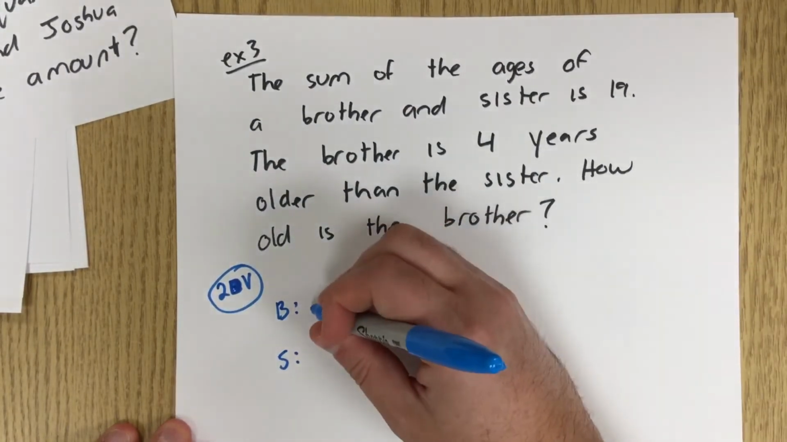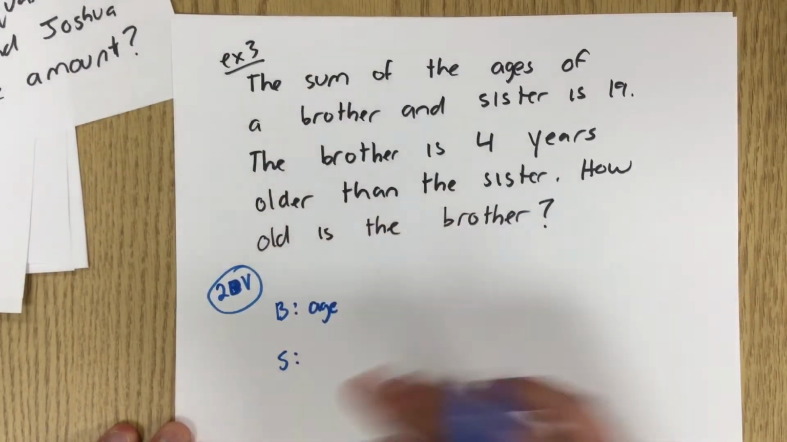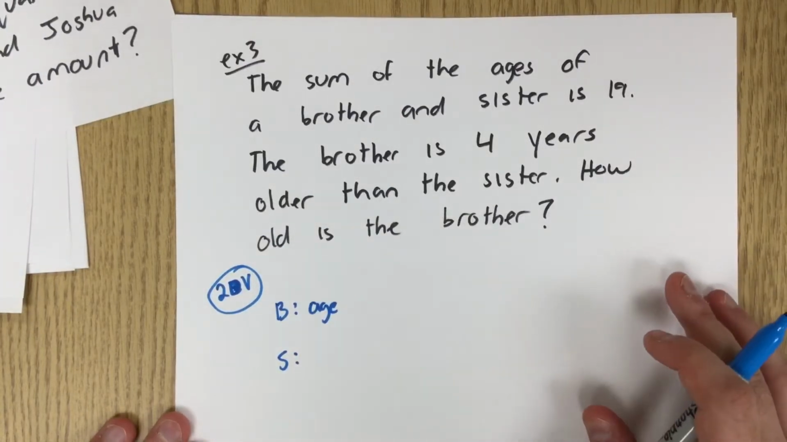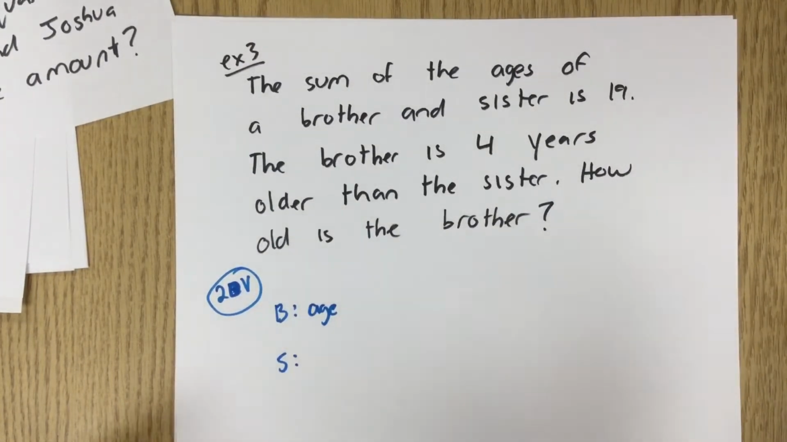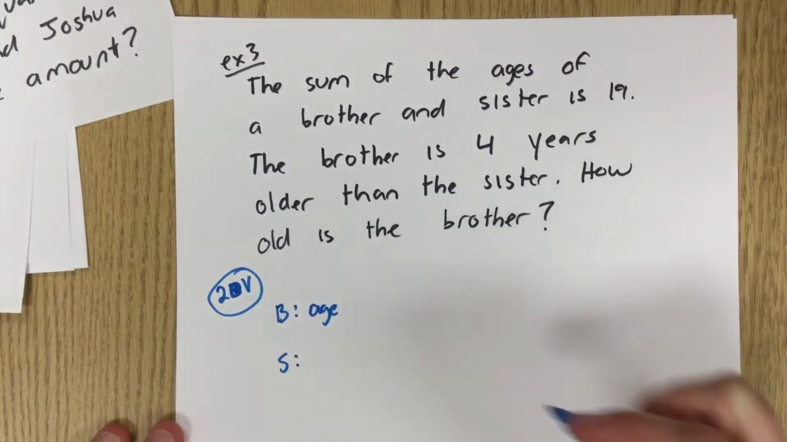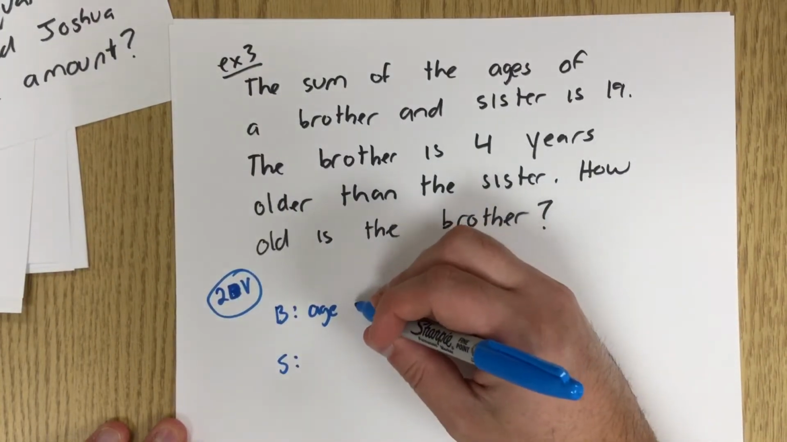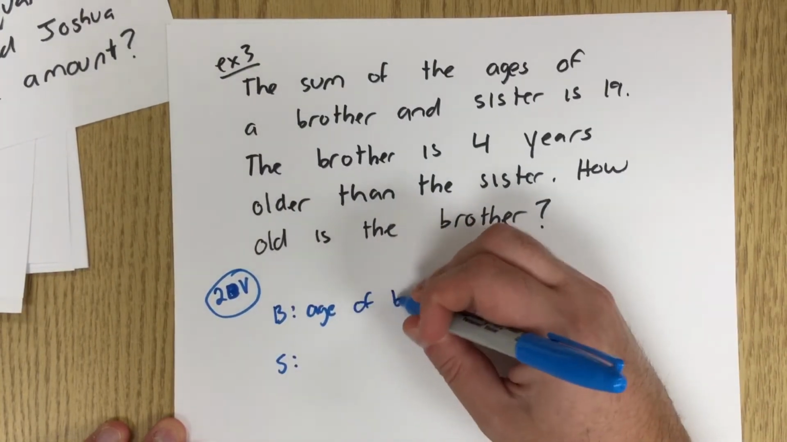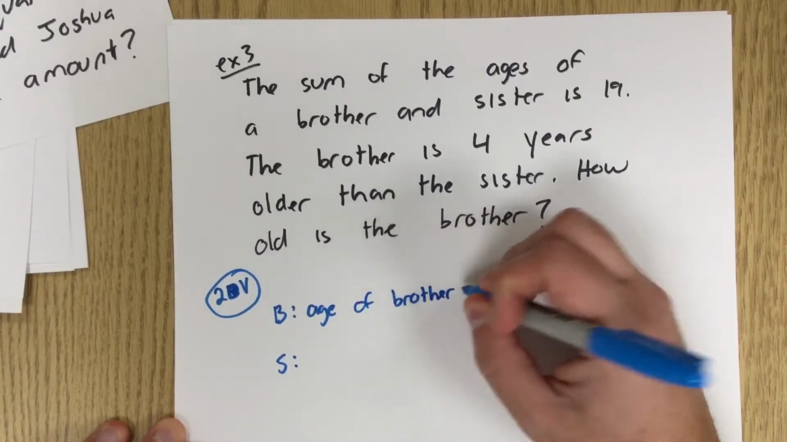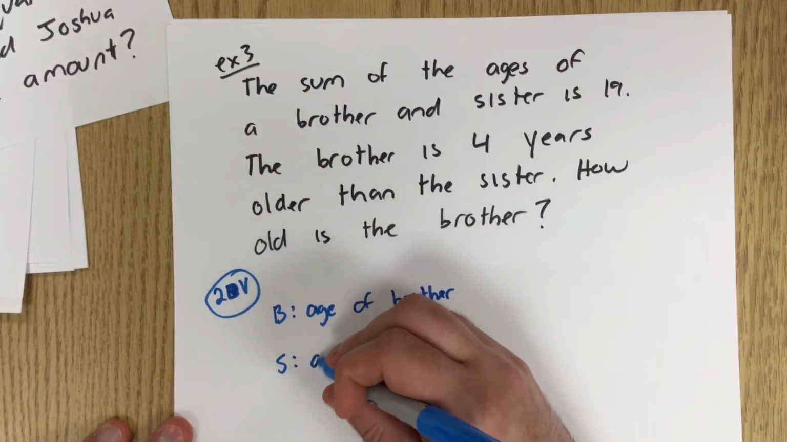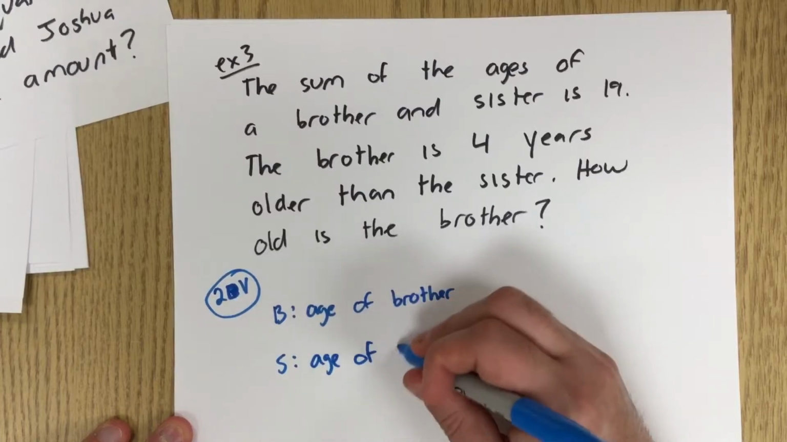So definitely, and remember, the variable can't just be brother, because it could be height of the brother, weight of the brother, number of years older the brother is than the sister, many options. We're going to say B is the age of the brother right now. And S, I'm going to say, is the age of the sister.